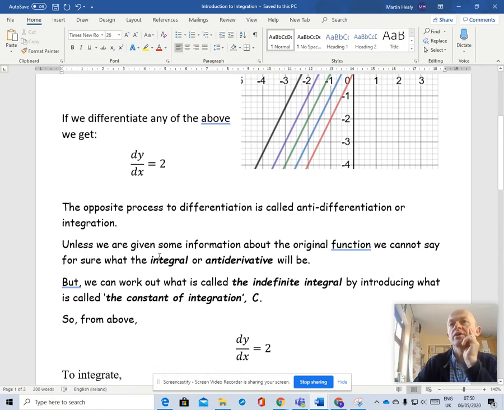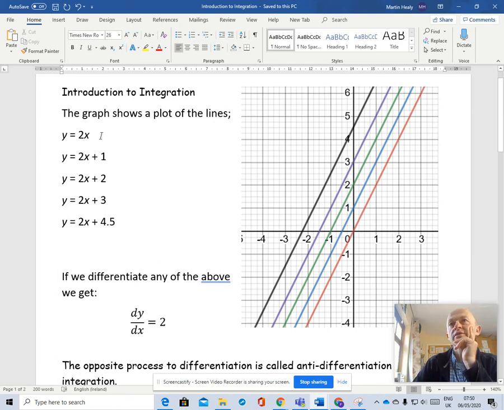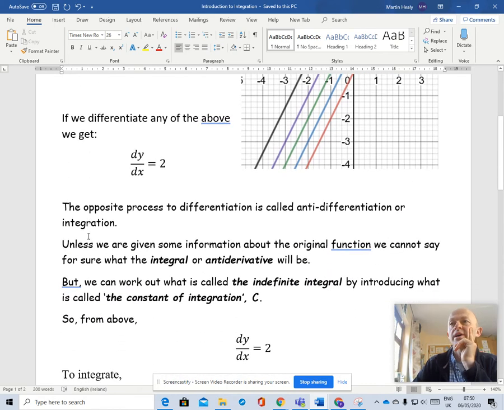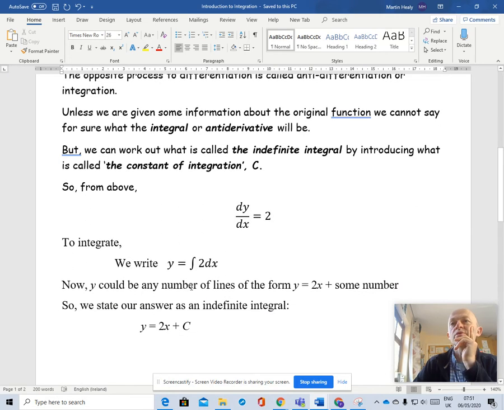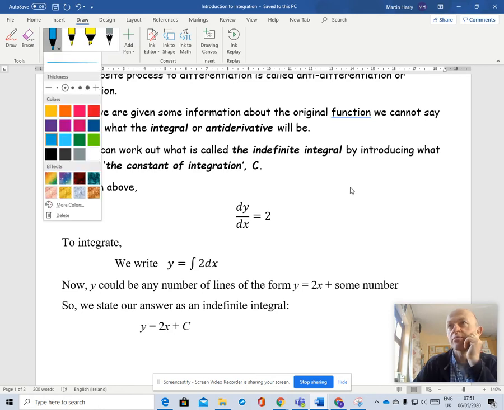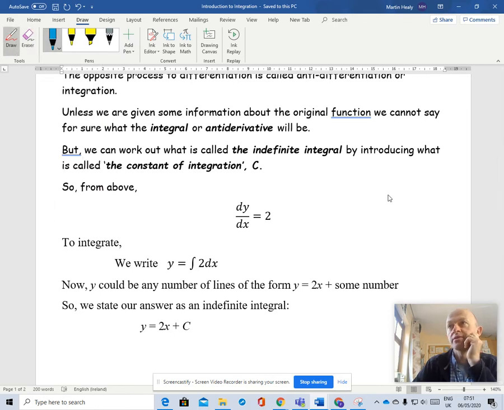We can't say exactly what it is, but we can work out what's called the indefinite integral. If you notice here, the only thing that separates these lines is the constant term. We just don't know what that number is, but we can more or less state the rest of it. So for example, we know from above that dy/dx is equal to 2. Now to integrate, it's written in this format here, which we'll discuss in more detail later. This kind of stretched out type of S. I'll try and draw it, and maybe you might draw it in your copy. Just a stretched out S, which is meant to signify a sum, as a historical thing. And we'll talk about why they use that notation later.